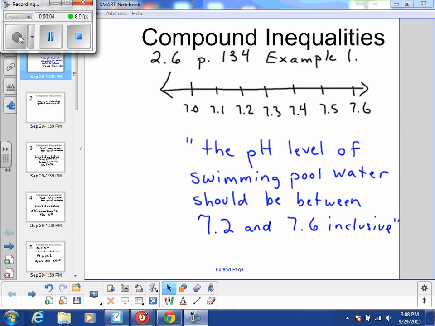Solving compound inequalities. You need a piece of loose leaf paper. The title will be Video 11, Solving Compound Inequalities. And you also need to have your textbook handy and open to page 134, because I'm going to work through some of the examples in the reading part of the book.